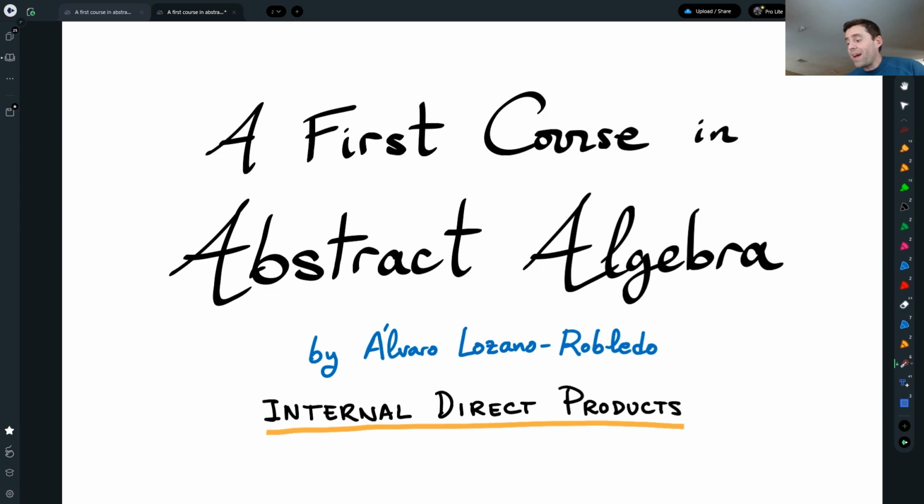Hello everyone, welcome back to our course on abstract algebra. Today we're going to talk about something called internal direct products. So remember that our goal is to classify groups, in particular finite groups if possible.